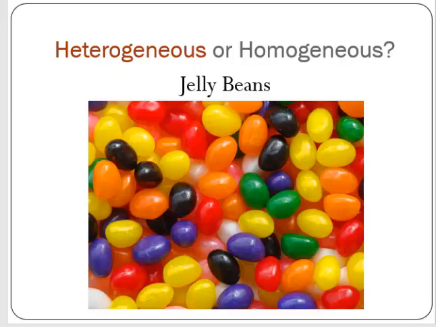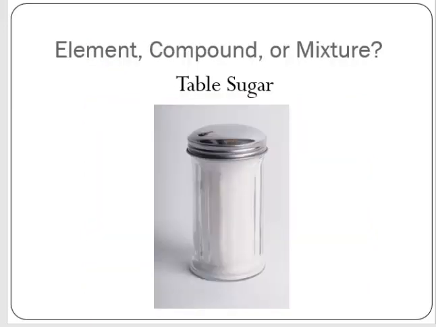All right. So, next one. How about table sugar? Element, compound, or mixture? Ooh. Let me give you a hint. You can actually see that the formula for table sugar is C6H12O6. Does that help you? Did you say that this is a compound? Yes, you did. I know you did. Excellent.